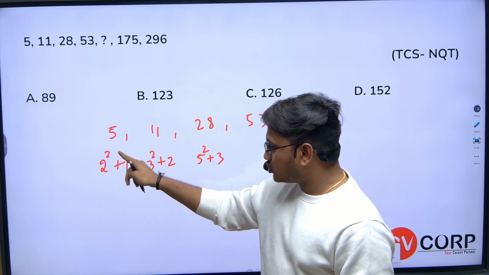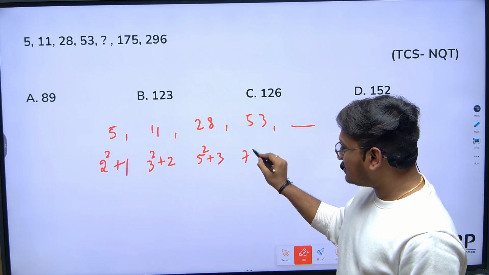So prime number squares: 2 square, 3 square, 5 square. What is the next prime number? 7 square.